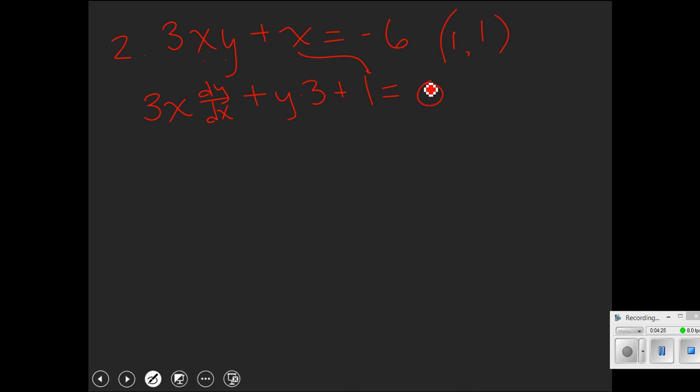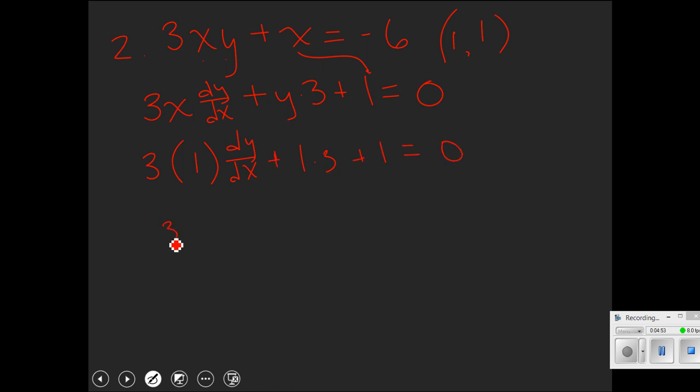So one thing you can do at this point is move everything over so that dy/dx is by itself. But since I'm going to plug in points anyway, you have the other option of just plugging the points in and then solving for dy/dx. So I'm going to show that method here. Either one works for these problems. So we have 3 times 1 dy/dx plus 1 times 3 plus 1 equals 0.